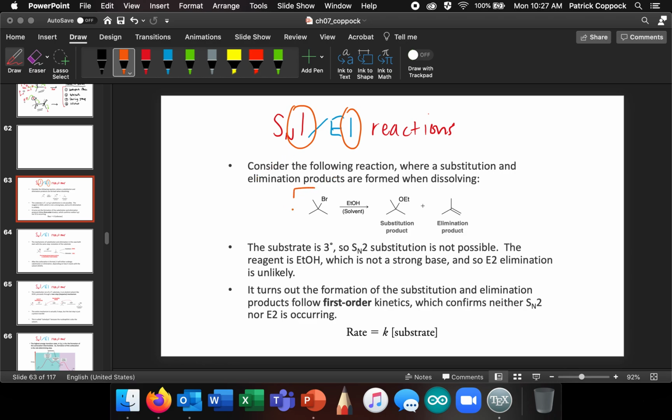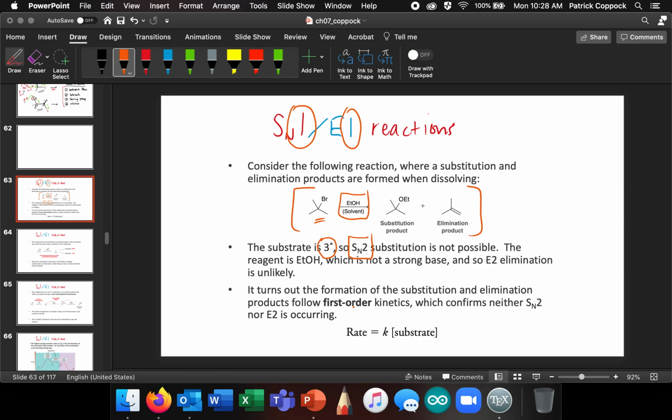Consider this following reaction. Can you see we have a tertiary alkyl halide, right? It's tertiary. And we learned in a previous conversation that SN2 substitution reaction is not possible with tertiaries, right? So here's what we get. If we take a tertiary alkyl halide such as this, and we put it in ethanol, then we get both a substitution product and an elimination product. Why is that?